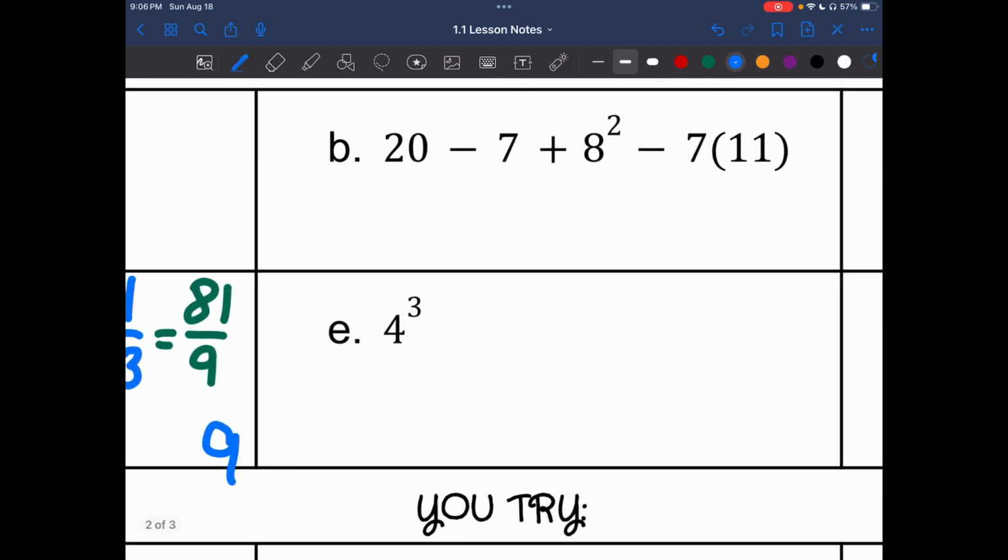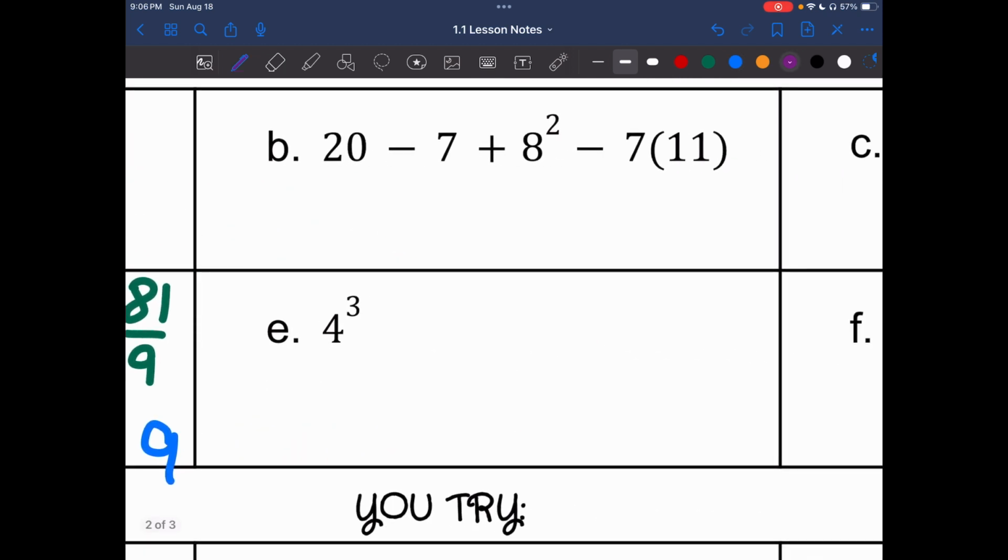Now let's move to the middle two problems. Letter B, we have a lot of things going on again. We have an exponent, we have some parentheses, some multiplication, but we also have some addition and subtraction in here. So let's start off. We have 20. And we are subtracting 7. And then we're adding, we've got an exponent here. None of our parentheses can be simplified on the inside, so we're going to just go right to the exponent step. So we've got 8 squared is going to be 64. And then we are subtracting 7 times 11.